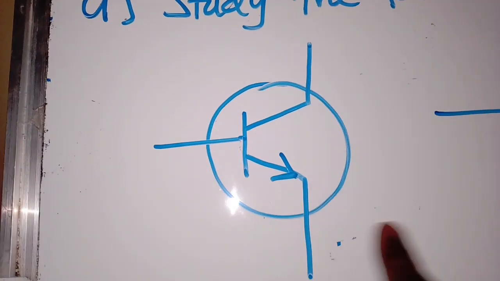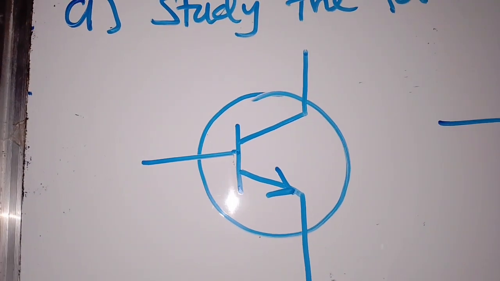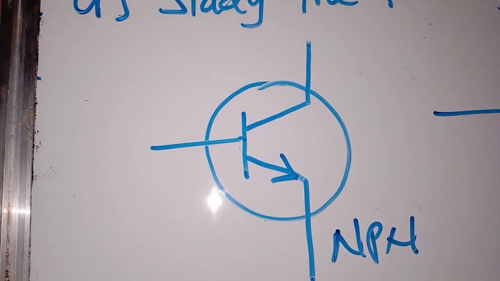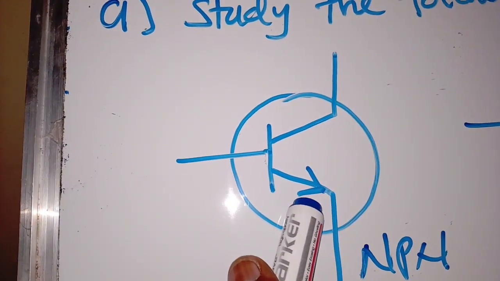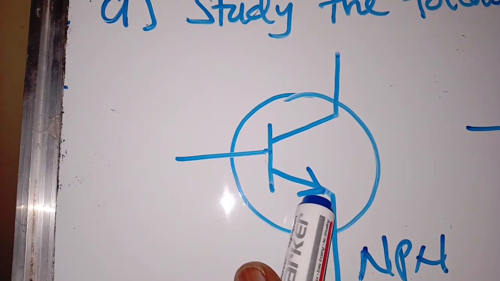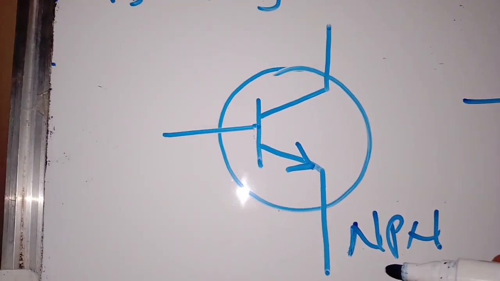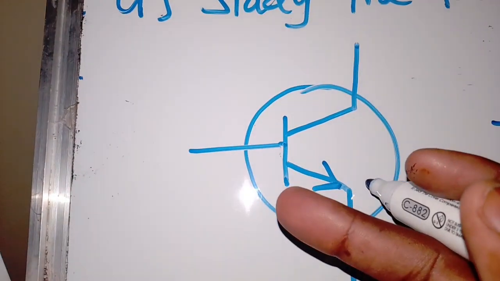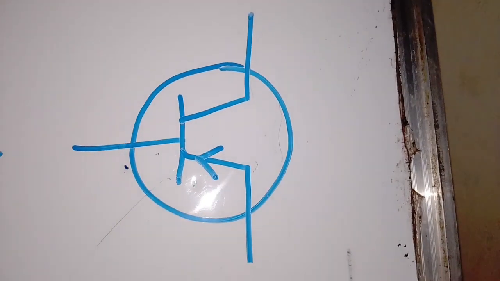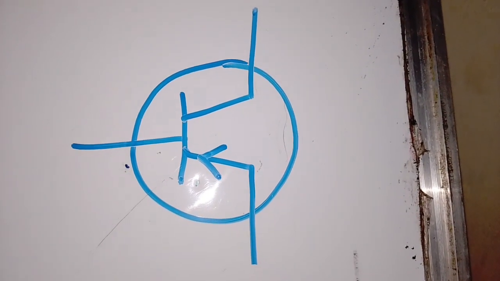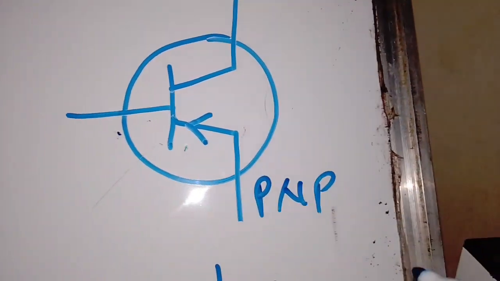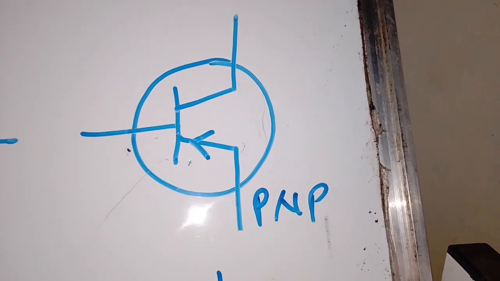Sorry, this is negative, positive, negative, okay. Why is it like that? Because here the arrow is pointing outward, so it will become negative, positive, negative. And if the arrow is pointing inwards, like this one, then it will become positive, negative, positive. Okay, that's how it is.